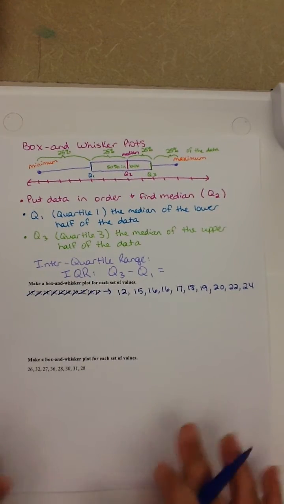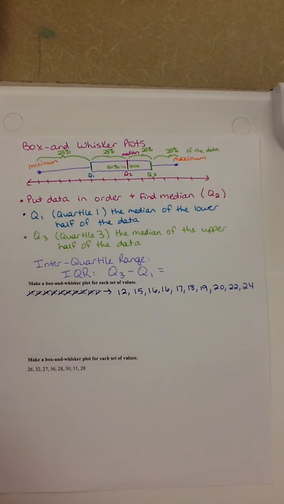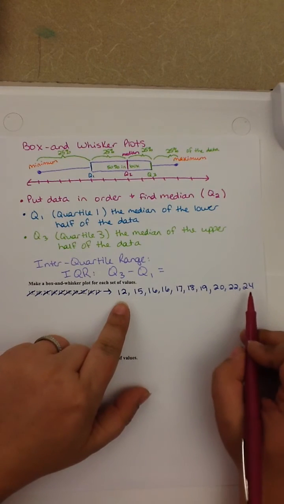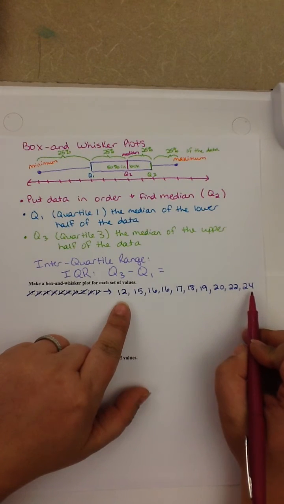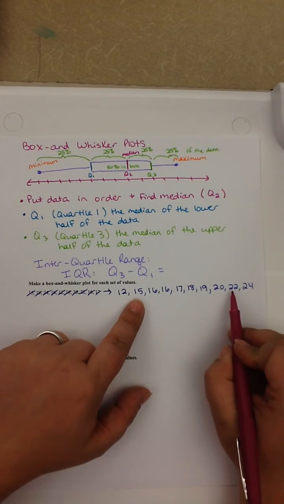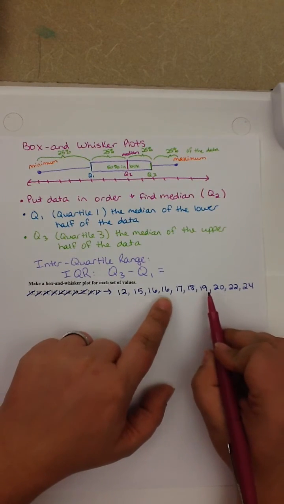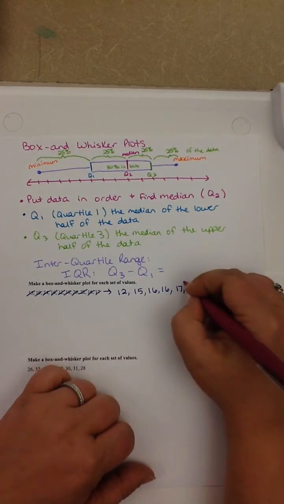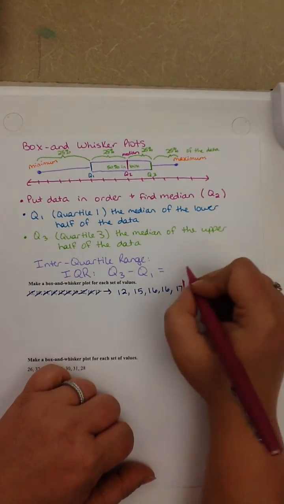Did I use all of them? Yes. Okay. So now what I want to do first is find Q2, which is the median. Start counting in. So here we go. 1, 2, 3, 4, 5. So it looks like my median is right in here.